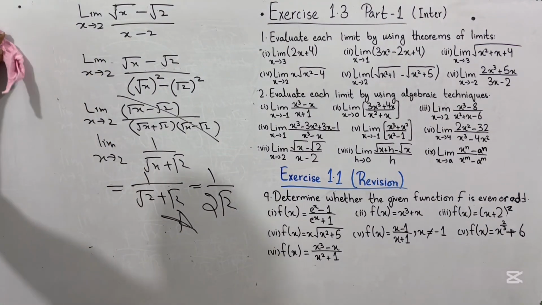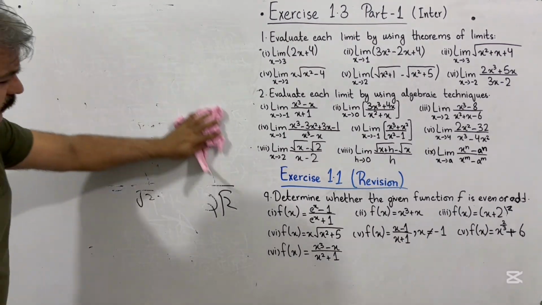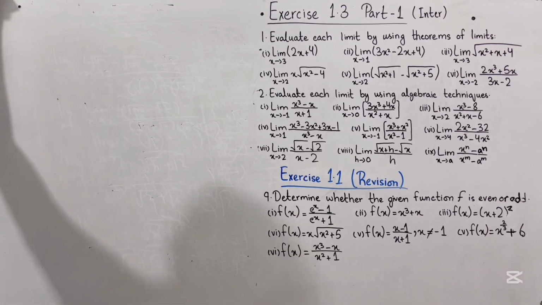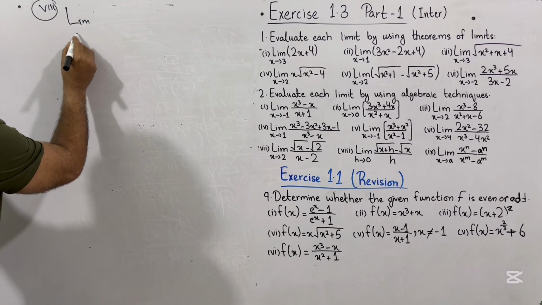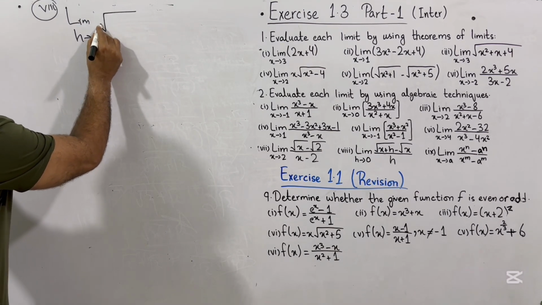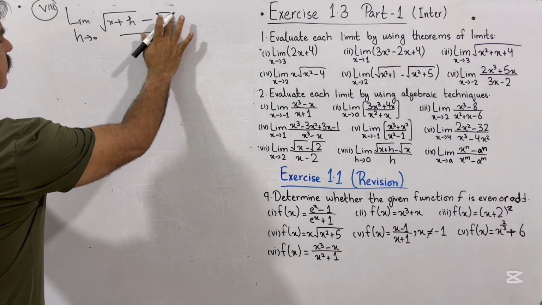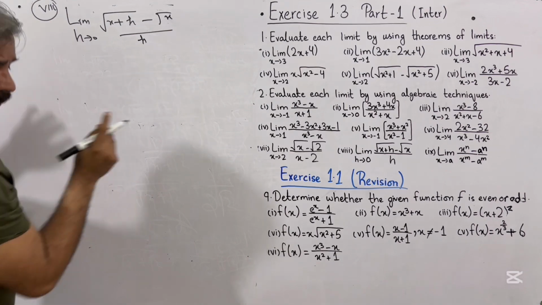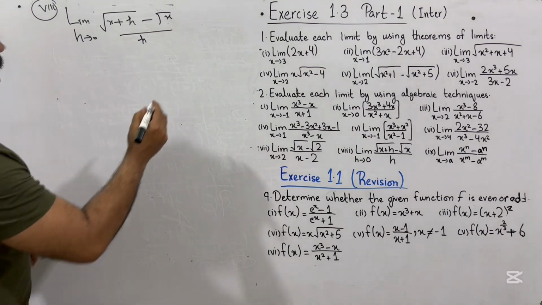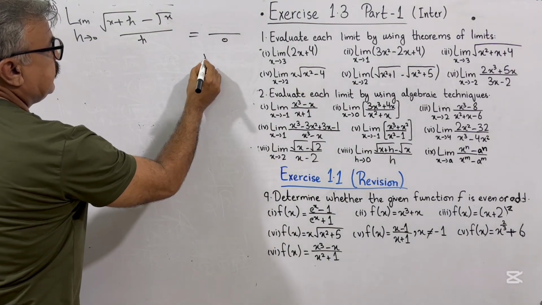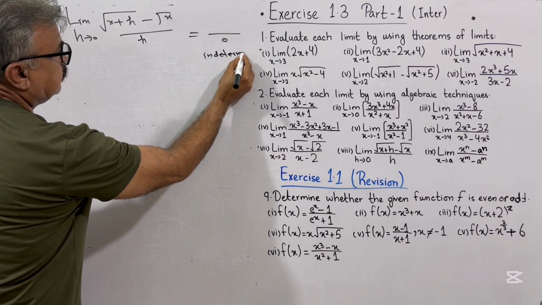Next question is also a fit case for rationalization. Limit h tends to 0: put h equal to 0, denominator is 0. Let me check for you once again. Part number 8: limit h tends to 0 of root of x plus h minus root x overall h. There is x, there is h. So h is equal to 0. For direct limit, denominator is 0. It is indeterminate form.